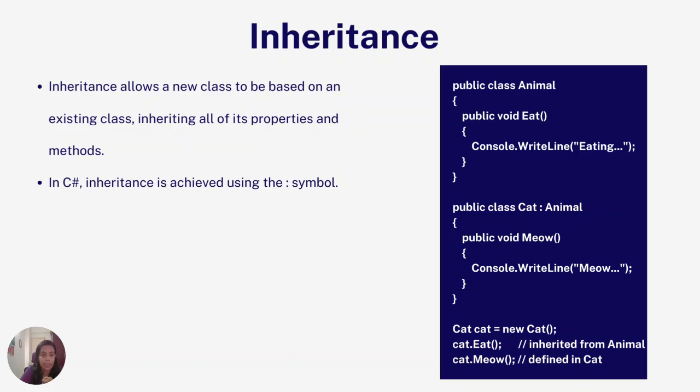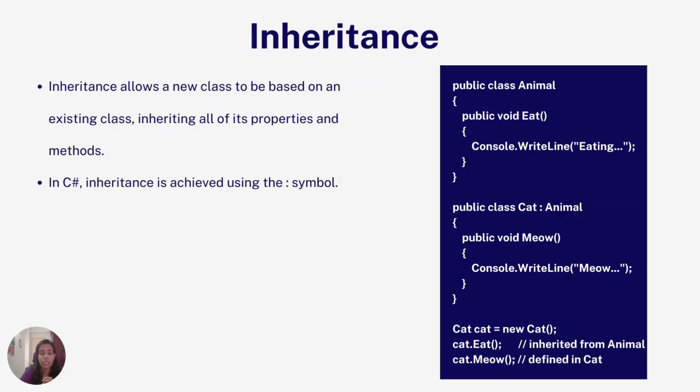Now we will declare a derived class for this, and we will inherit from the base class. For inheritance, we are using this colon symbol. Now I'm creating one more method, Meow, for our inherited class.